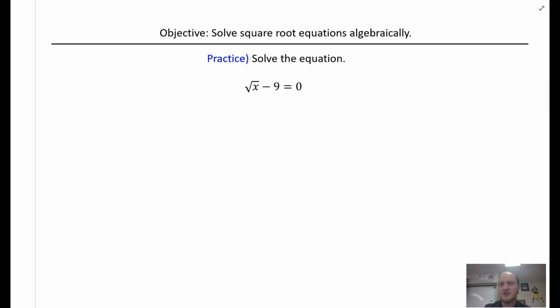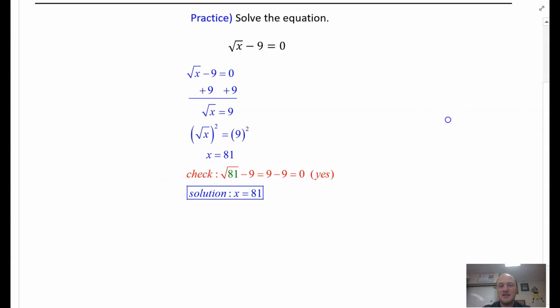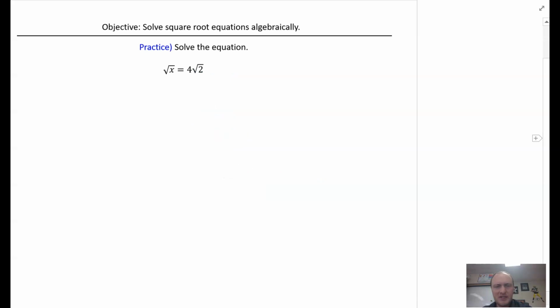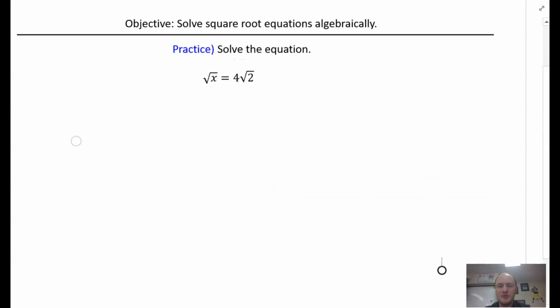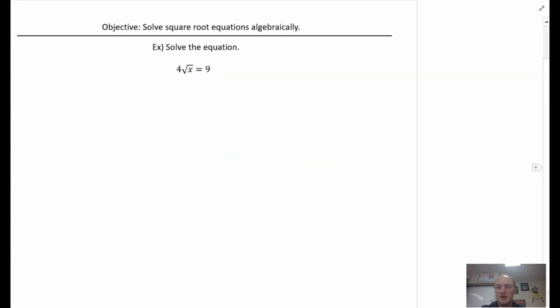All right, so hopefully you paused it and tried it. Here is the solution. You should have gotten 81, and it is not extraneous. So there you are. Here's practice 2. Please pause this and give this one a go. Okay, so hopefully you did that. Here is the solution. You should have gotten 32. Okay, and I think that is it for this one.